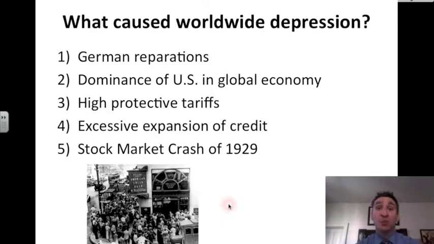What caused this worldwide depression? 5 things. 1, German reparations. 2, the dominance of U.S. in global economy. 3, high protective tariffs. 4, excessive expansion of credit. And lastly, 5, the stock market crash of 1929. And this photograph shows a bunch of very anxious people waiting for their money outside of their bank.